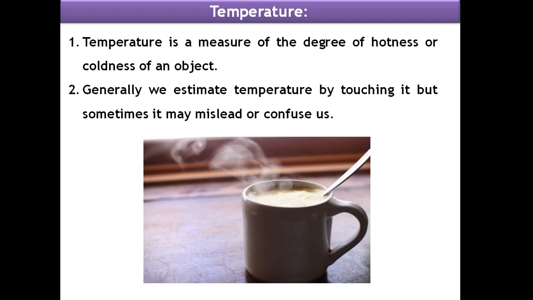By touching with our hands, we can guess whether it is cold or hot. Suppose your mother gives you milk. Immediately you won't drink it. First, you will touch the glass or the cup to check the temperature and decide whether it is too hot or suitable to drink. That means you are estimating its temperature by touching it. But this method is not always correct. Sometimes it misleads us and it may confuse us.